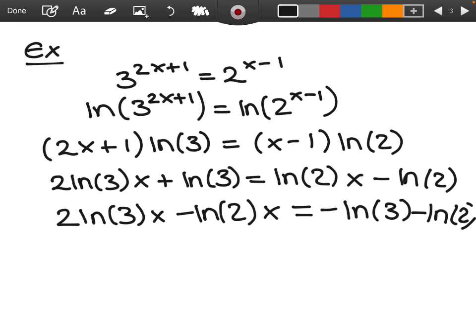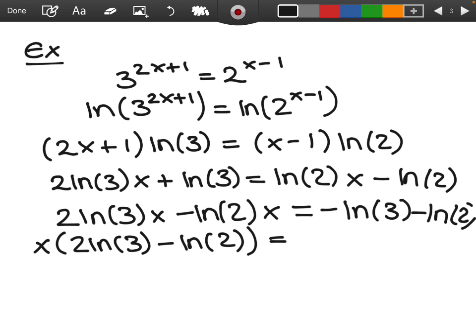Okay. Then I can factor out the x and divide through by the constant that I get. So if I factor out an x, I get 2 times the natural log of 3 minus the natural log of 2. And then on my right-hand side, you don't have to do this, but I'm going to pull out a negative just to make it look slightly neater here. So that will be a plus natural log of 2. So I've just pulled out a negative.